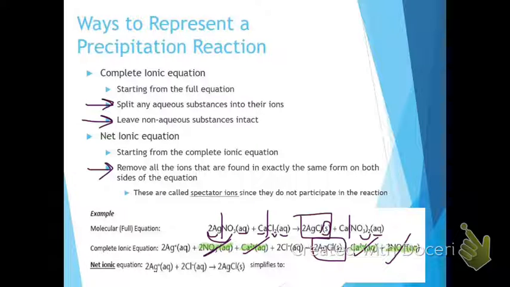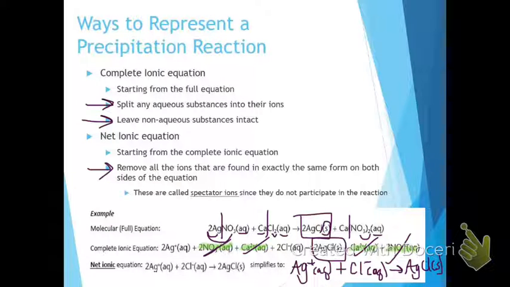The only thing we do need to do with that net ionic equation is simplify our coefficients down. So our final net ionic equation would be our aqueous silver ions reacting with our aqueous chloride ions to form the silver chloride solid. Again, we just reduce those 2, 2, 2 coefficients down to 1, 1, 1.